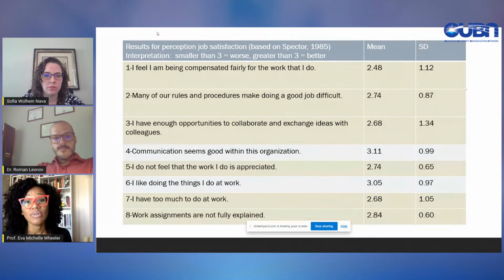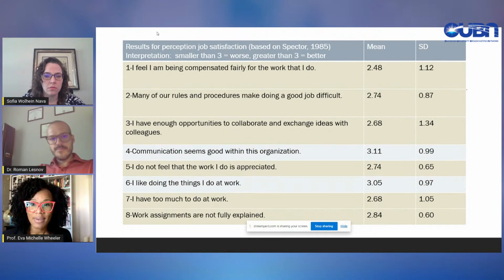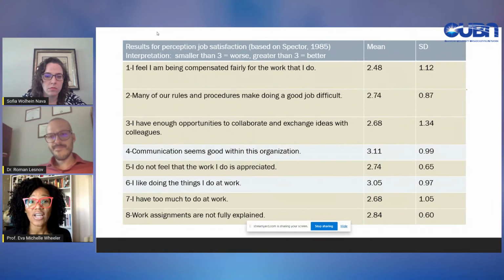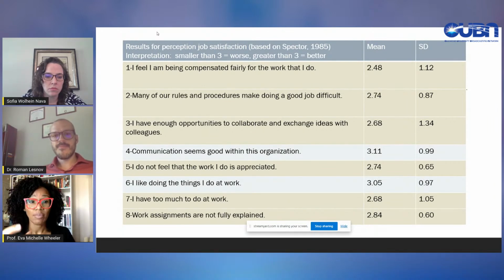Many of our rules and procedures make doing a good job difficult. And so this is a question that gets to operating conditions during the pandemic. And that was another factor that decreased. Number 3, I have enough opportunities to collaborate and exchange ideas with colleagues. And this was a perception that was reported as worsening. We'll see a little bit further on some additional detail to that question.